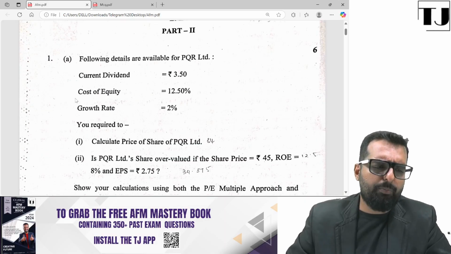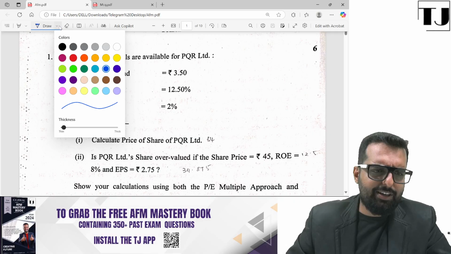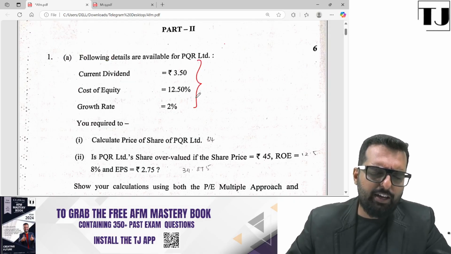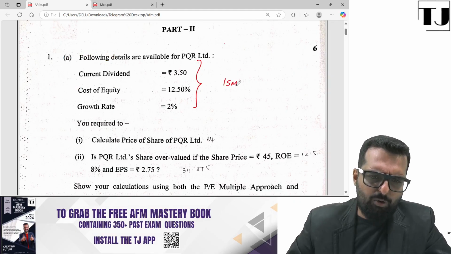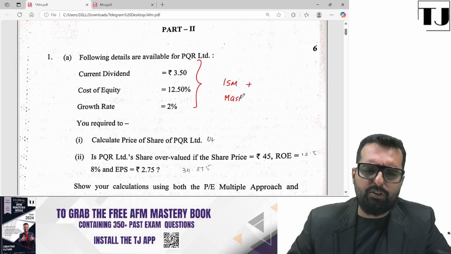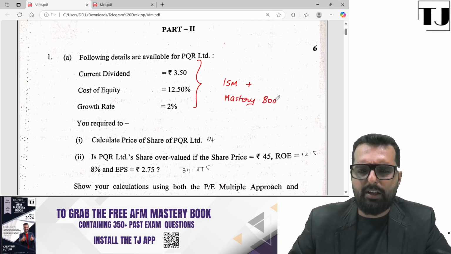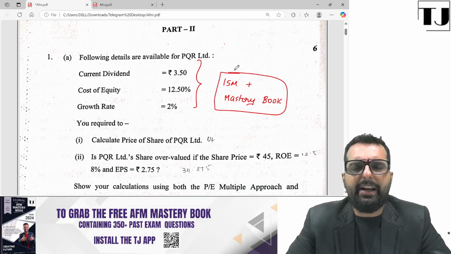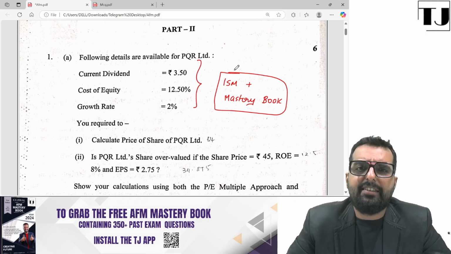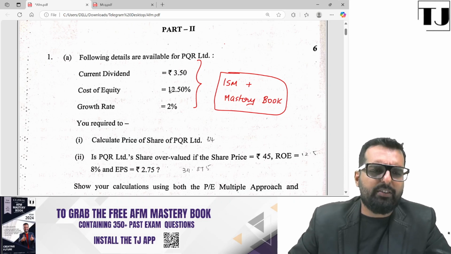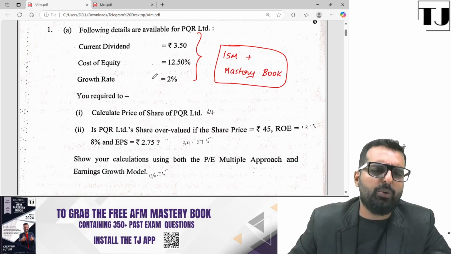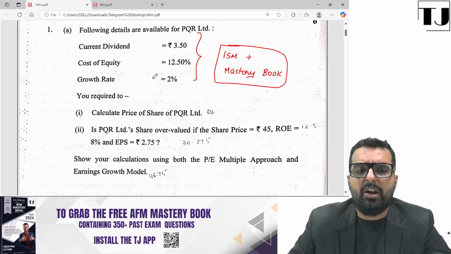So in part 2, the first question that you see over here is a question directly from the ISM. So this question is there in your institute study material also, and the same question is solved in the mastery book also. The differences in the mastery book I have presented in my standard presentation format: basic data, analysis, and conclusion. So in this question, they have given you the current dividend, cost of equity, KE is given, growth rate is given. So basically, they want you to find out the price using Gordon's model.